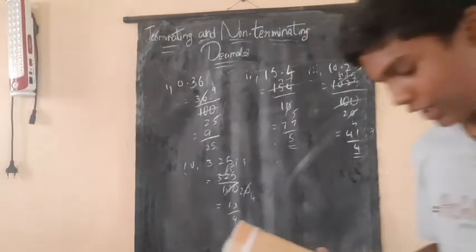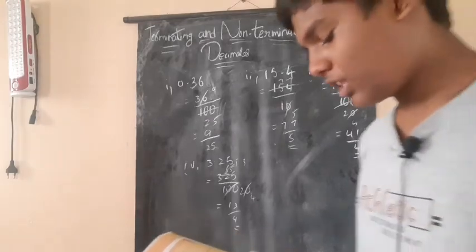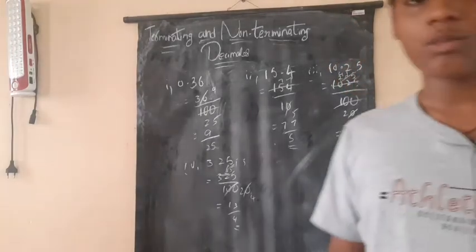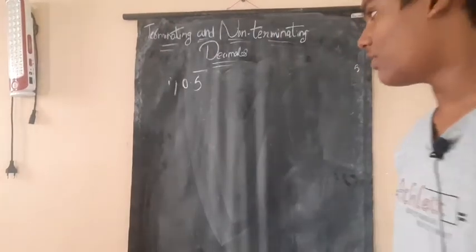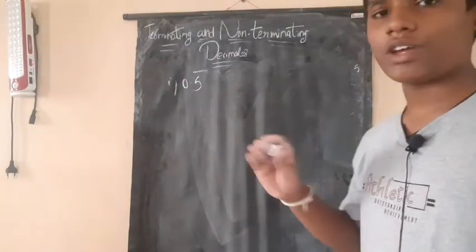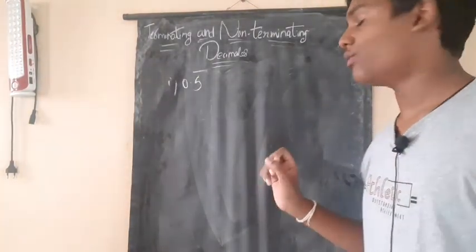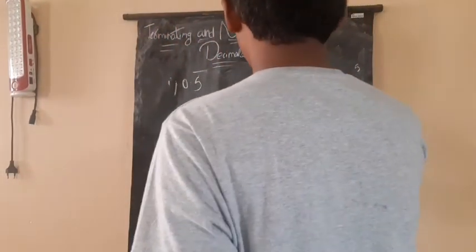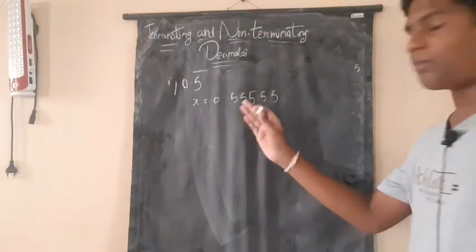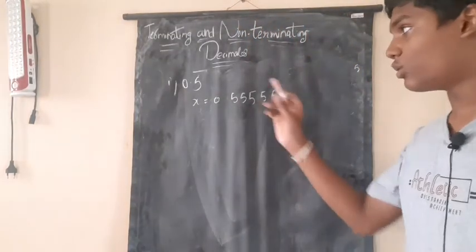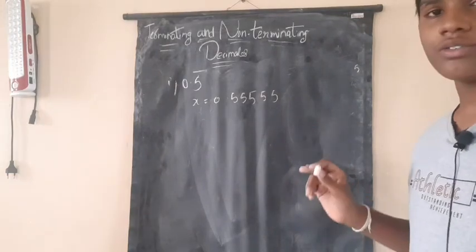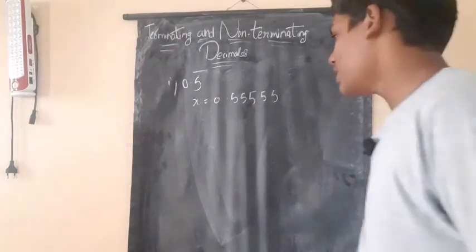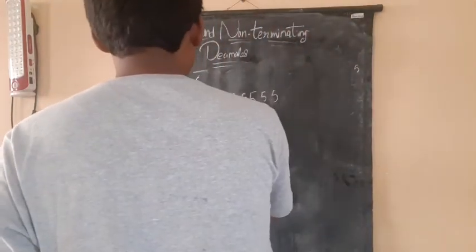Now let's see the 8th problem: express each of the following decimal numbers in p by q form. This is somewhat tricky. The first problem is given as 0.5 bar, meaning 0.555. Take x as 0.5555. After the point the bar is only on one number, so we will multiply by 10.